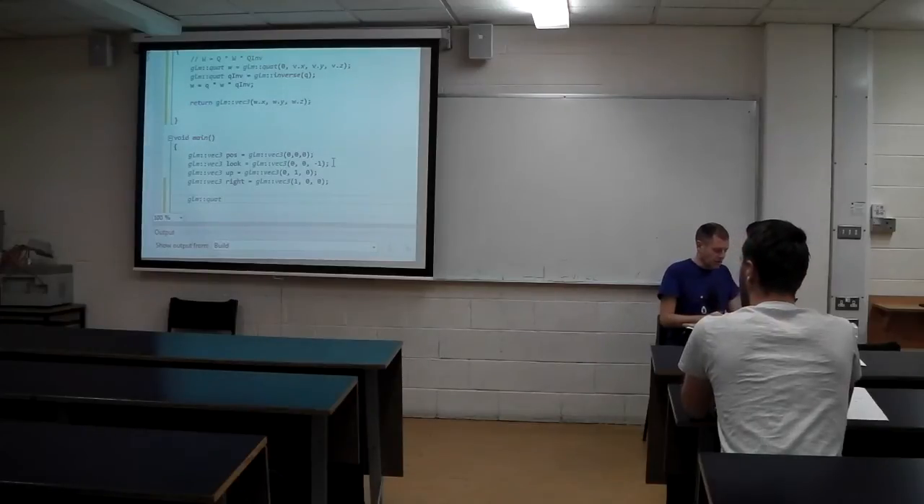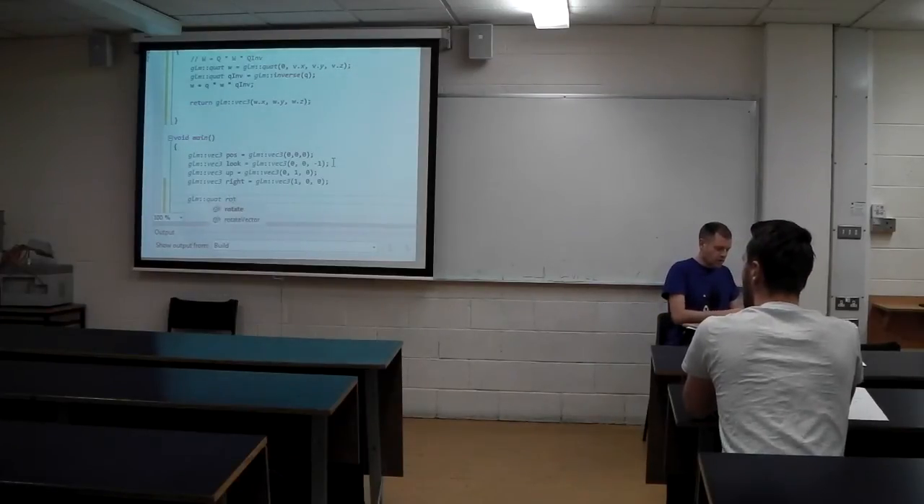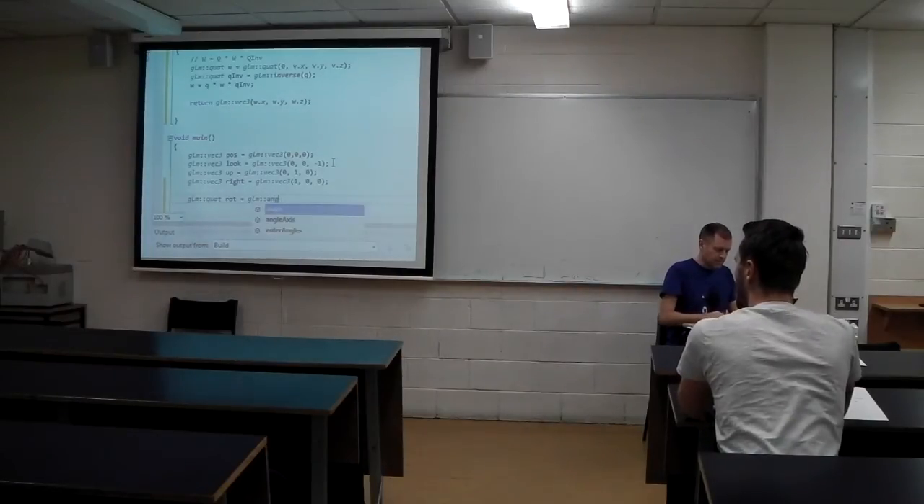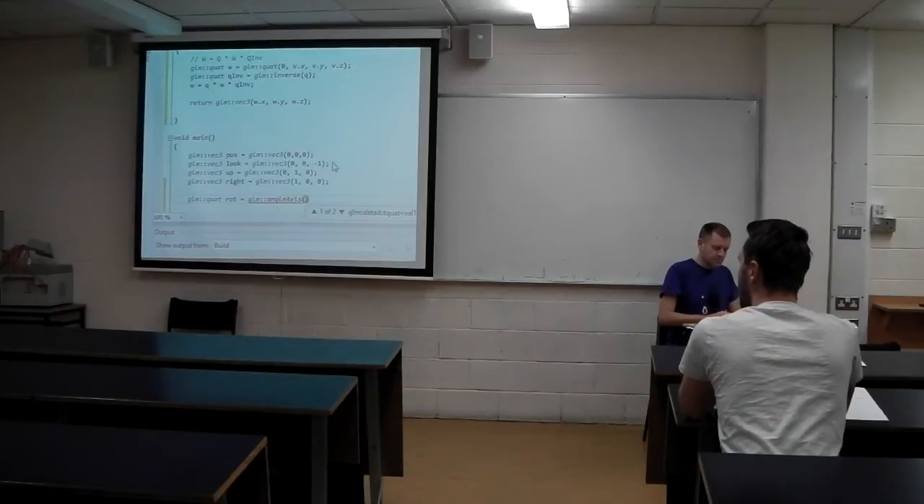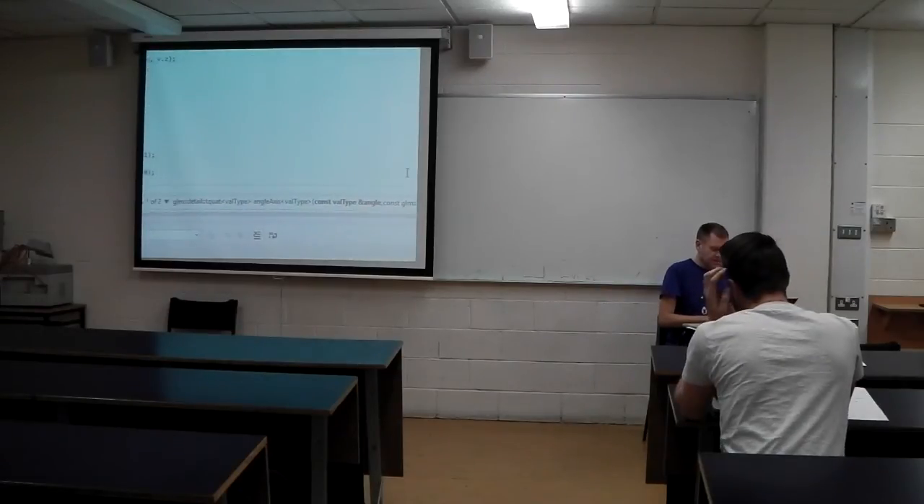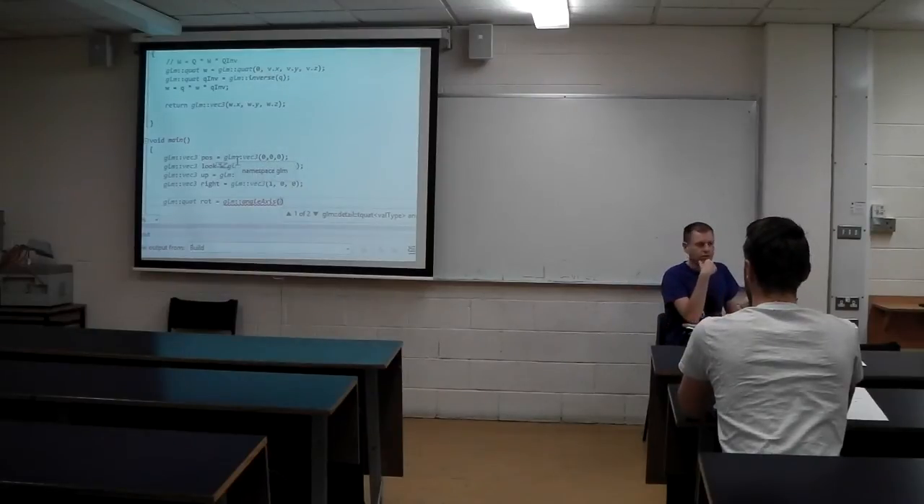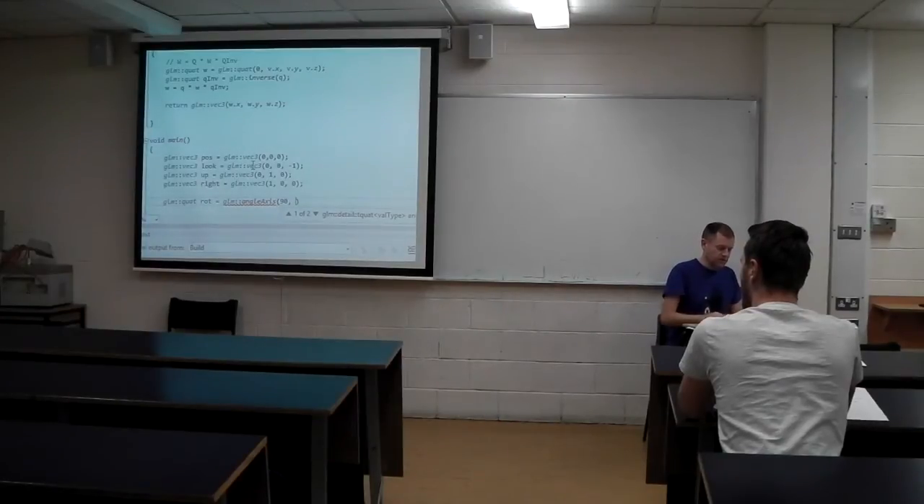GLM colon colon quat, let's call it rot for rotation, is going to be equal to GLM colon colon angle axis. So the first parameter I pass in is the angle. Now I can't quite remember, is this in radians or degrees? I think it's in degrees. So let's just pass in 90 for that. Just see if this works, okay?